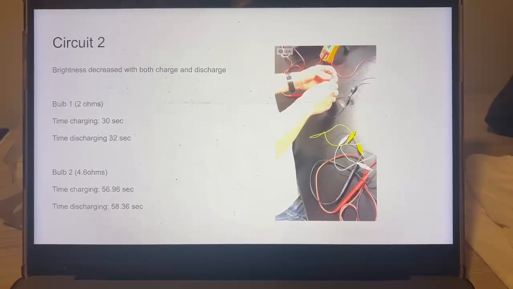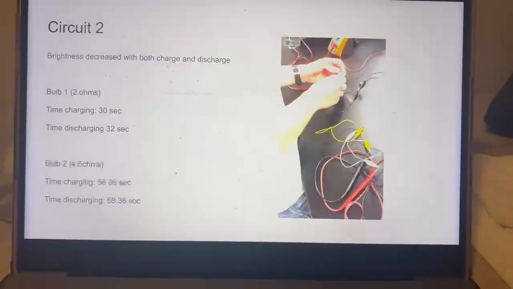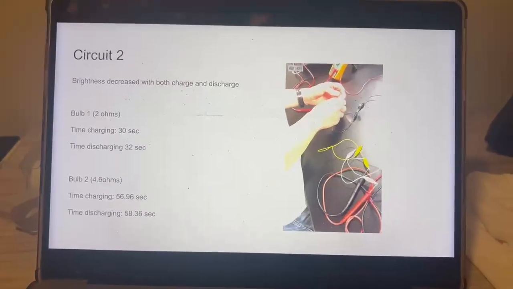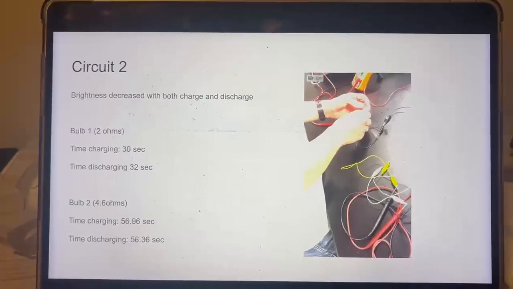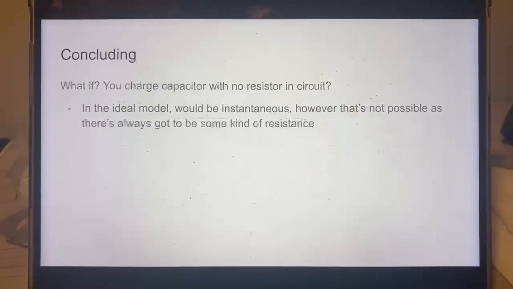Time discharging was 58.36 seconds. It was interesting that discharging took longer than charging. I wasn't expecting that, but that was the case for our batteries.